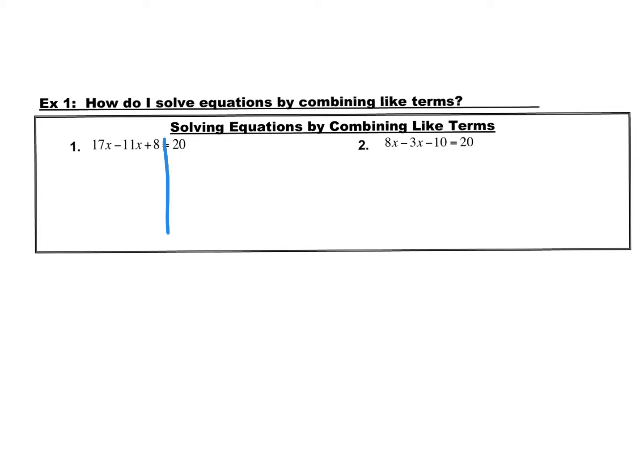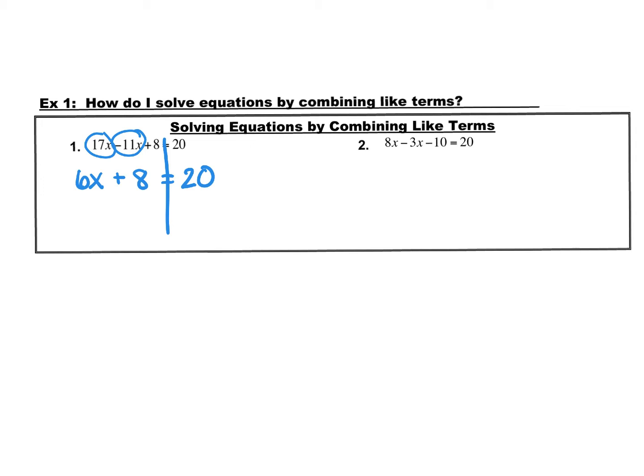All right, so let's take a look here. First of all, I'm going to look to see, can I simplify anything on either one of the sides? It looks like I can simplify the 17x and the minus 11x by combining like terms. So I'm going to take 17x minus 11x, and I will end up with 6x. And then I will have my 8, which I can't combine, and then it is equal to 20. So I've just rewritten the problem by combining the 17x and the minus 11x.